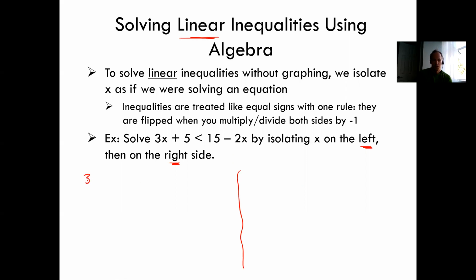Okay, so one way you can do this is to go 3x plus 5 is less than 15 minus 2x, and then you want to get x on the left, so we're going to add 2x to both sides. We're also going to subtract 5 from both sides. So we'll have 5x on the left is less than 10, and then isolate again. x is less than 2, and that would be our answer.